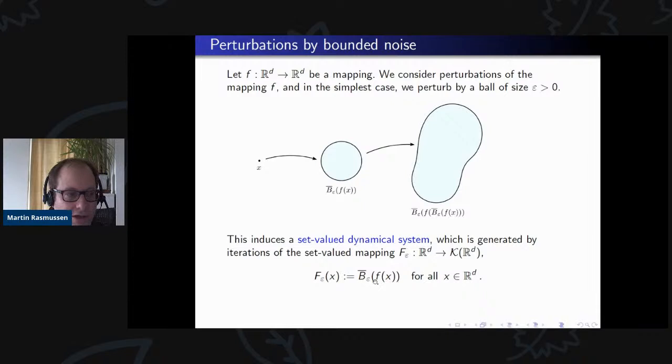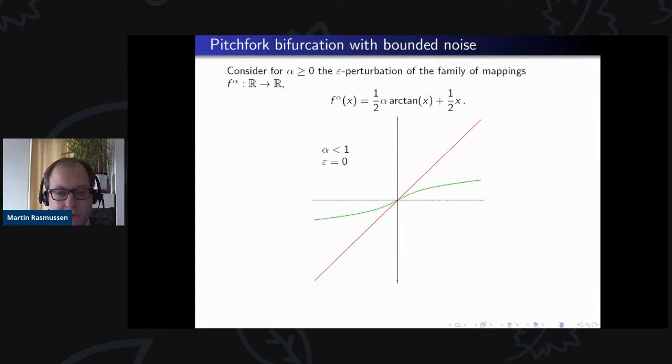And we can look at the pitchfork bifurcation here. So for instance, this is an invertible example of a deterministic pitchfork bifurcation. This is before the bifurcation. You have a globally attracting point x equal to 0, and then you increase alpha. When alpha is equal to 1, we have non-hyperbolicity at x equal to 0, and we create two other fixed points when alpha is greater than 1.